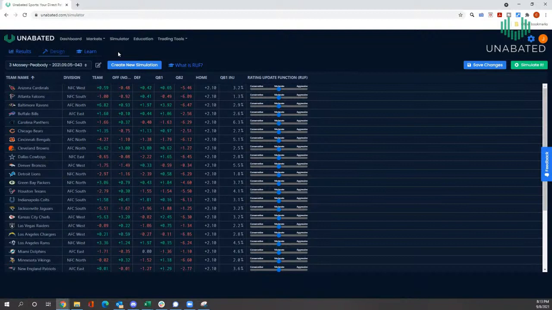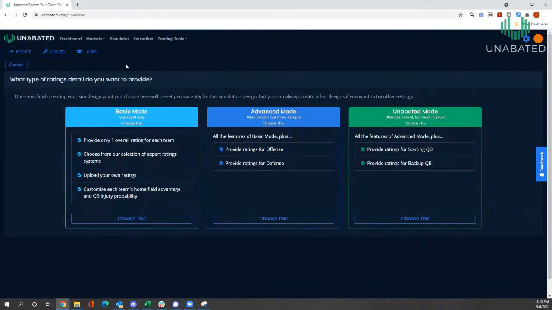And we are going to go ahead and create a new simulation. And Rufus and I will walk through what we like to do when we try to create a simulation. So at Unabated, we have 3 modes of the simulator. We have basic mode, where you only need to enter in a single power rating for each team. Then there's the advanced mode, where you enter in a power rating for both the offense and the defense of each team. And then the Unabated mode, which is the offense, the defense, and then a rating for the starting quarterback as well as the backup quarterback.